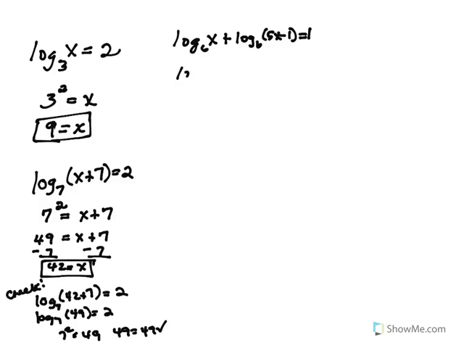So for condensing, I'm going to pull out a log 6 and it's going to condense into a multiplication. Okay, so now we're going to rewrite this in exponential form. 6 to the 1 is equal to x times 5x minus 1. So now you just have an equation that you need to solve.